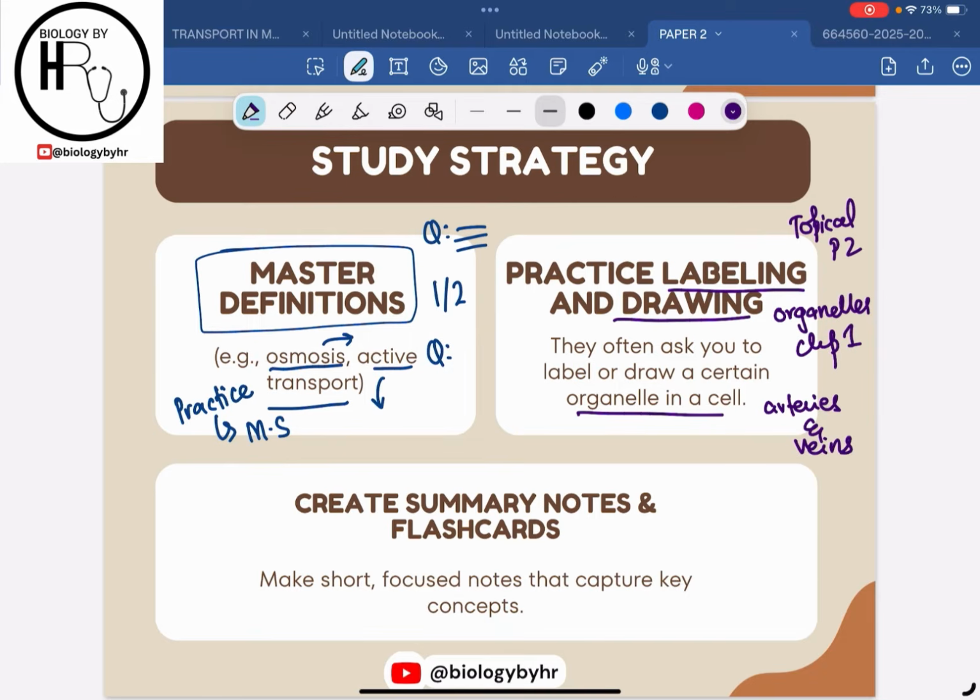Because obviously we study chapter 1 in a lot of detail. So it is easy for you to identify certain organelles, so it would be an easy mark gaining question for you as well, where the examiner is going to ask you to label and draw certain organelles, right?